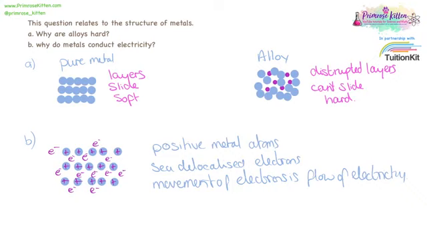So for answering the question, why are alloys hard? Because they have disrupted layers, which means they cannot slide, so they are hard. Why do metals conduct electricity? There are positive metal atoms in a sea of delocalized electrons, and movement of electrons is flow of electricity.